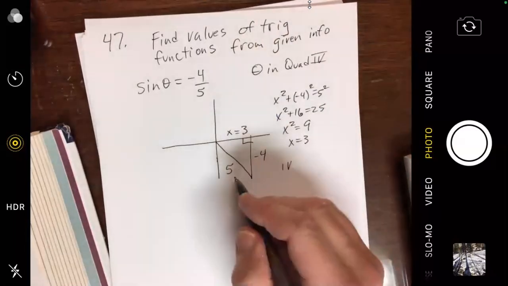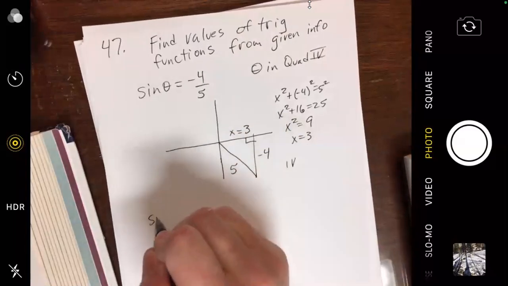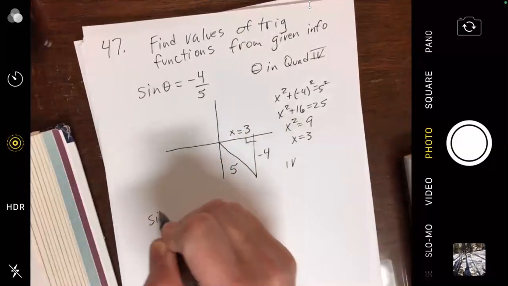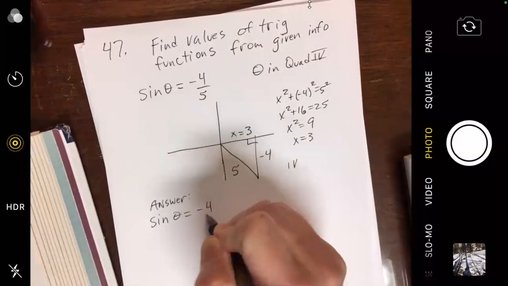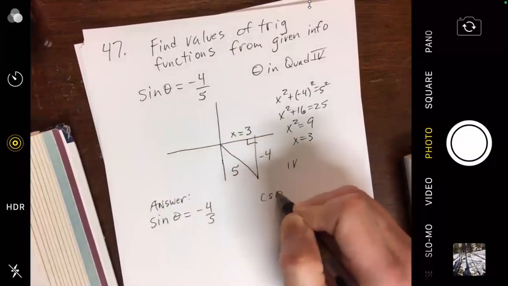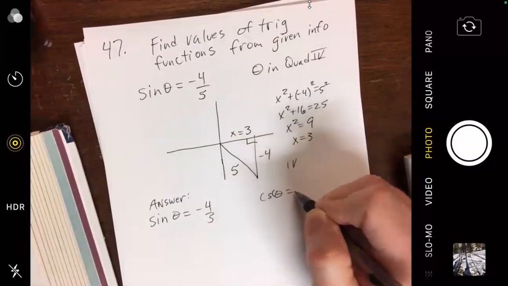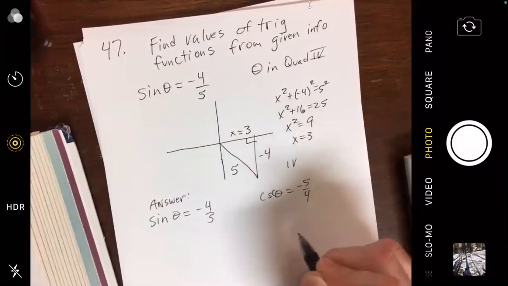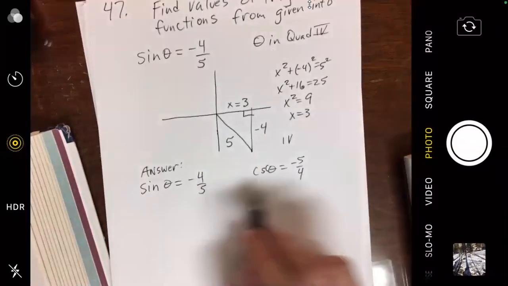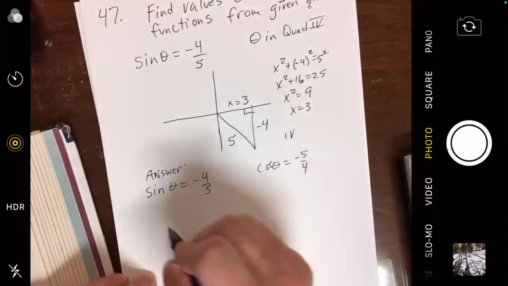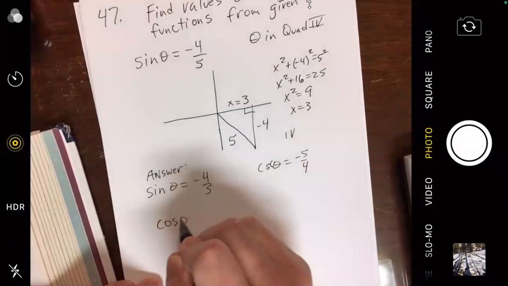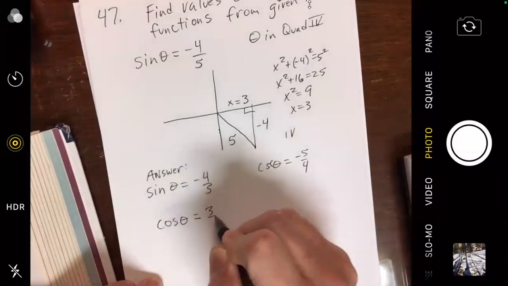So there's your triangle labeled, and you can get your first row. Here's your answer. Sine theta is your -4/5. You can do the cosecant. Cosecant theta is -5/4. You don't have to leave the negative on bottom. The negative can go either place, it can stay on top. It's the same thing. Cosine theta is 3/5.